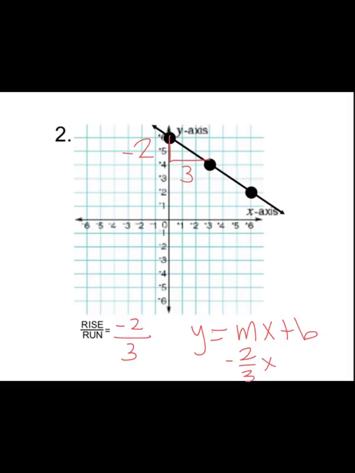And the b in my equation, again, is where this crosses on the y-axis. So this is the point where it's crossing on the y. And it is crossing at positive 6. So I'm going to say plus 6. And let's bring down that y. So my equation would be y equals negative 2/3 x plus 6.